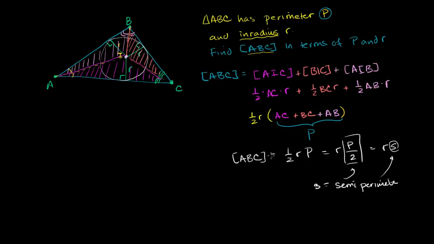And this is useful because obviously now if someone gives you an inradius and a perimeter, you can figure out the area of a triangle. Or if someone gives you the area of the triangle and the perimeter, you can get the inradius. So if they give you two of these variables, you can always get the third.